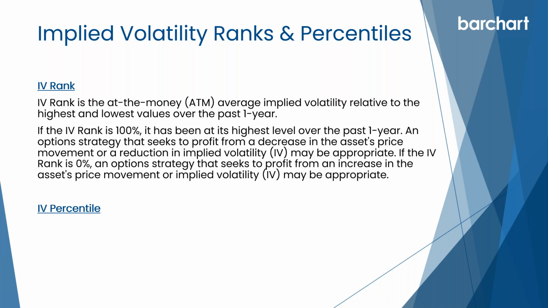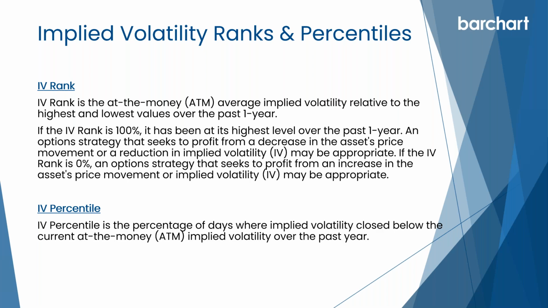So we have what is called IV percentile. And this is the percent of days where implied volatility closed below the current at-the-money implied volatility over the past year. So in other words, a high percentage means a majority of days had a lower IV than today. A low percentage means that a greater number of days in the past have had a higher IV than today.